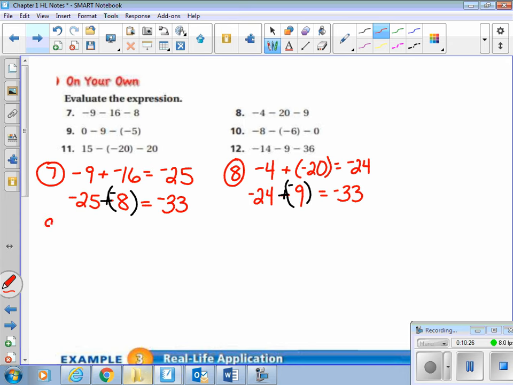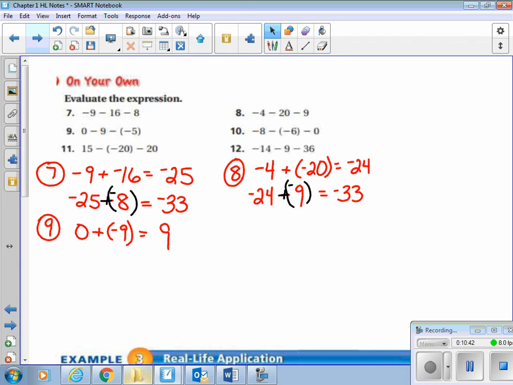Number 9. Keep change opposite. 0 minus 9 becomes 0 plus negative 9. My signs are different. I'm going to find the difference, which would be 9. 9 minus 0 is 9. I'm going to check those absolute values. The absolute value of 0 is 0. It's not any distance away from 0. The absolute value of 9 is 9. Comparing those two, 9 is greater than 0. Therefore, I take the sign of the 9, which makes it a negative 9.